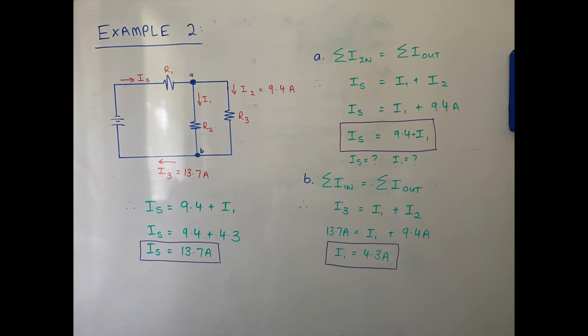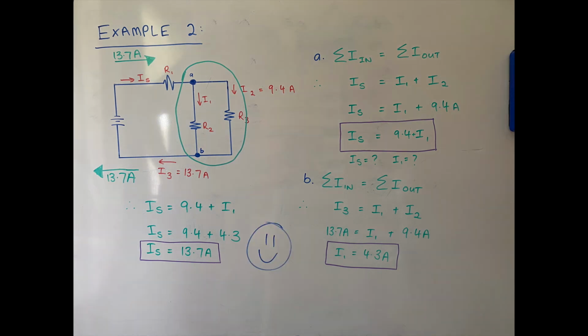We can use this current in our first equation to get a value for IS, which is 13.7 amps. And to reinforce this statement, we can look at this as one junction, where IS is the current going in and I3 is the current going out, both at 13.7 amps, and reinforcing Kirchhoff's current law.